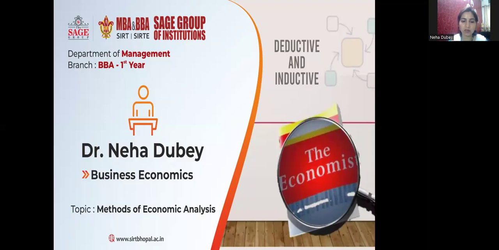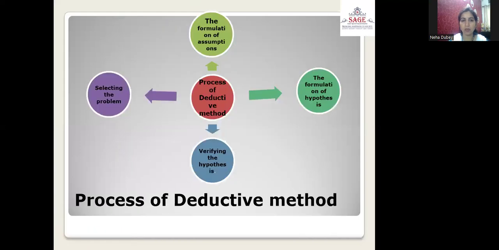In the previous lecture, we studied what economics is, the meaning of economic study, and what kinds of methods there are, that is the deductive and inductive methods, the introduction and meaning of the deductive and inductive methods, and the history of the deductive method. In this lecture, we will understand the process or methods involved in the deductive method, and what its merits and demerits are.